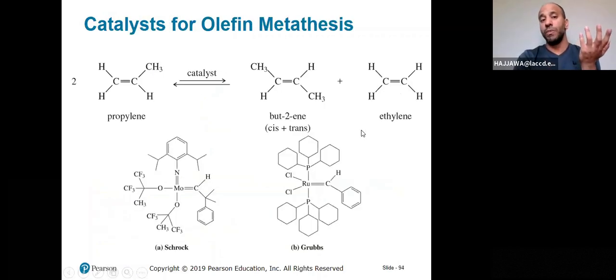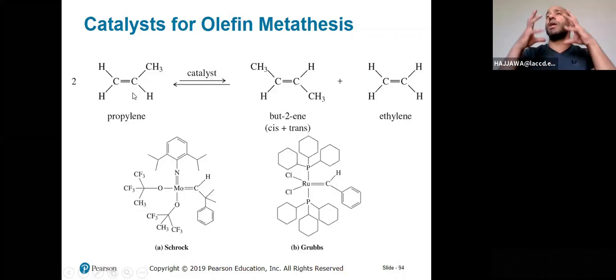So we could see a real example. Propylene, in the presence of a catalyst. There are Nobel Prize winners who actually invented this reaction: Grubbs and Schrock, and there's a third French person. So a lot of effort has been put into this chemistry to come up with this invention. A catalyst will cause the olefin metathesis to break that double bond, and two of those reacting together give you a butene, cis or trans, and ethylene.